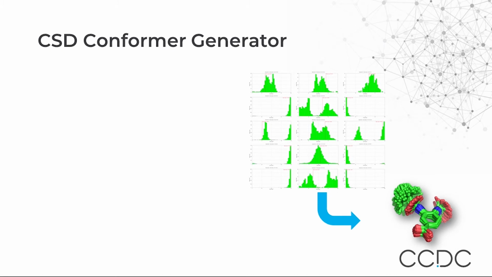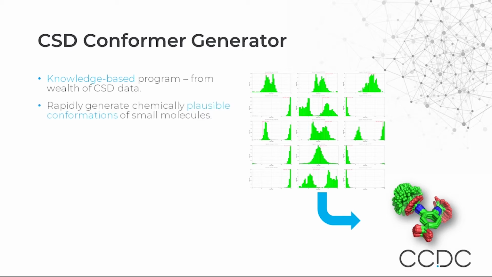Now, in the next few slides, I will provide brief introductions of these three tools. The first one is the CSD Conformer Generator. CSD Conformer Generator is a knowledge-based program that uses the wealth of knowledge in the CSD to explore the conformational space of small molecules and generate plausible conformations of a small molecule.